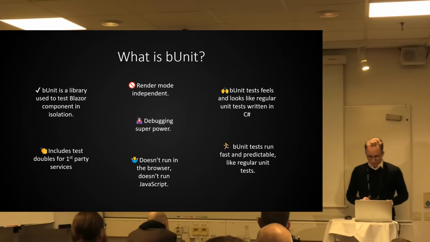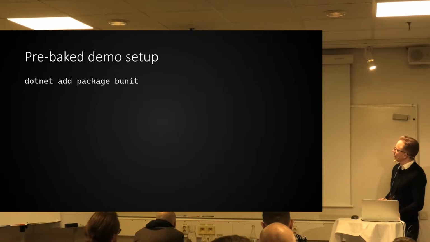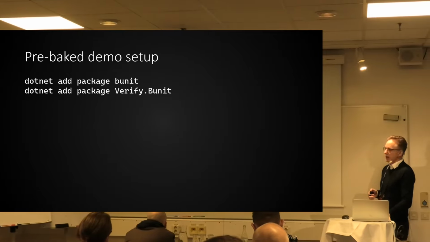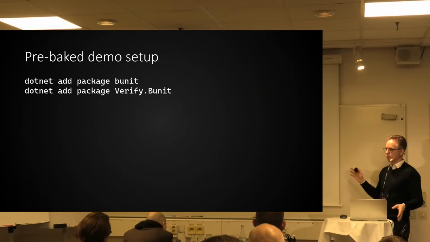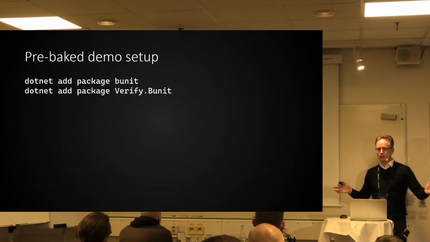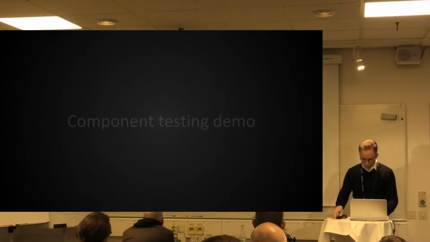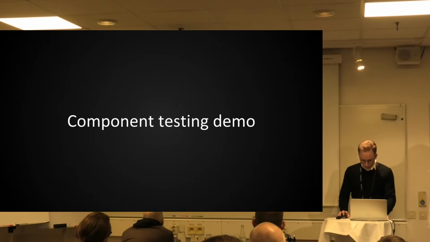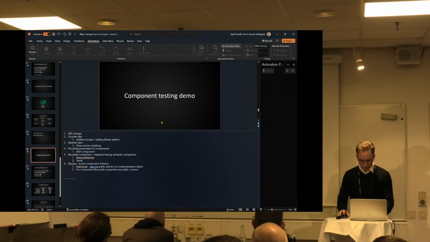Now, let's see. In terms of pre-baking our demo setup, we essentially just need to add the bUnit package and the bUnit version of Verify. And we can add them to the same test project. Playwright, bUnit tests, your regular unit tests, all of that can coexist with no problem. Okay, so let's quickly go to the demo code again. And I need to stop the slides to have things realign. There we go.